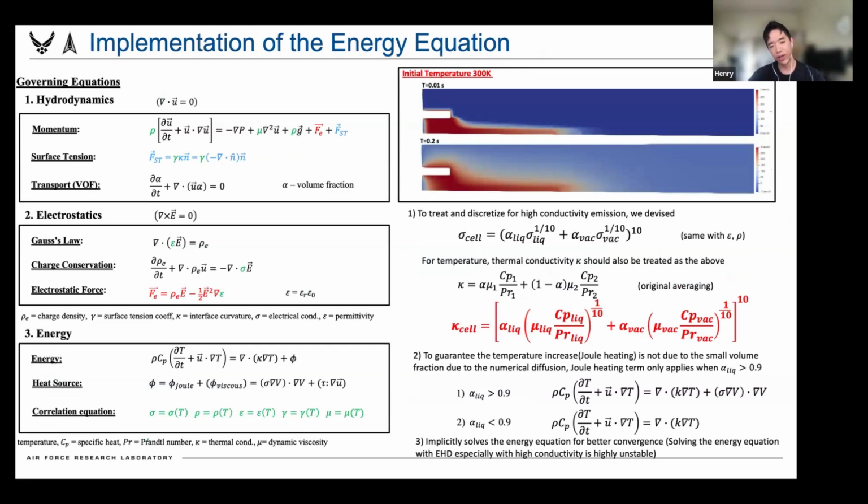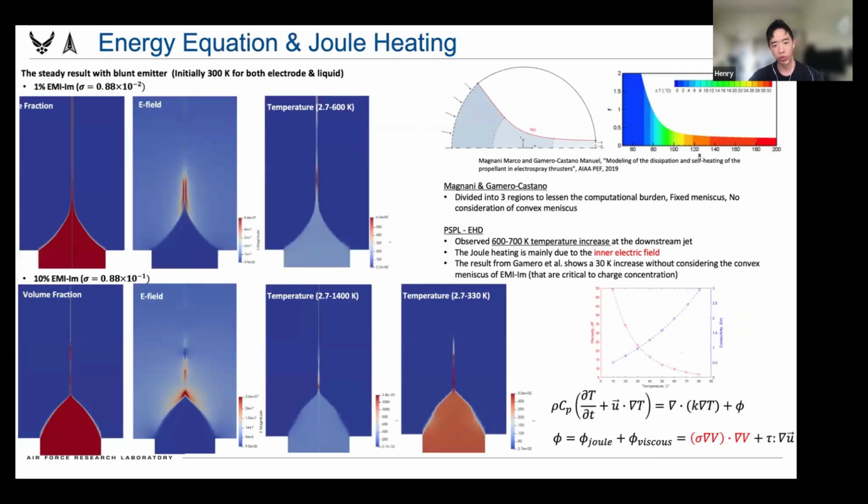Also, for the electrical conductivity, we used the same technique. We devised parameter F for the thermal conductivity kappa, and that allowed us to conserve the temperature, or rather the energy, in this modeling. So we were able to get meaningful results that the Joule heating is happening at the cone to jet region, and that applies more whipping emission inside the jet and the tip of the cone.